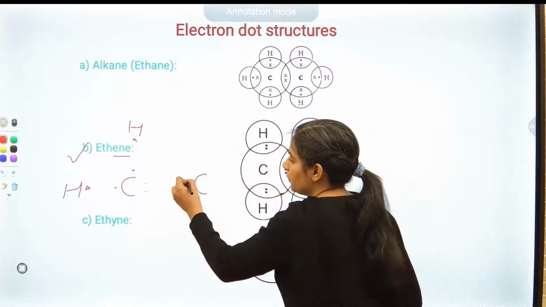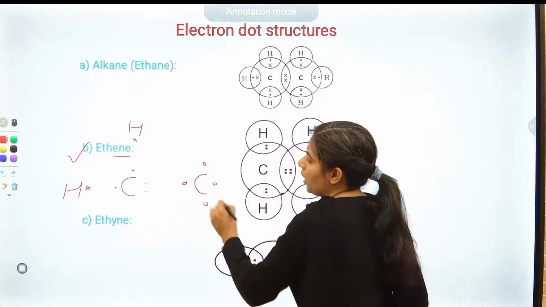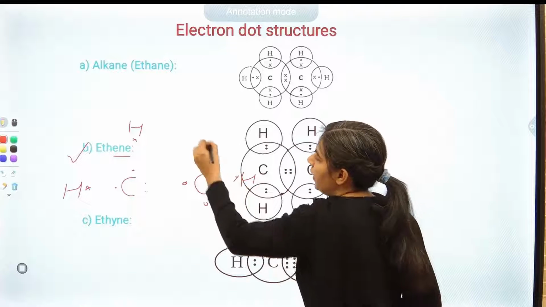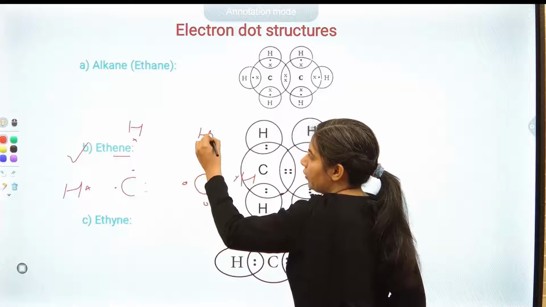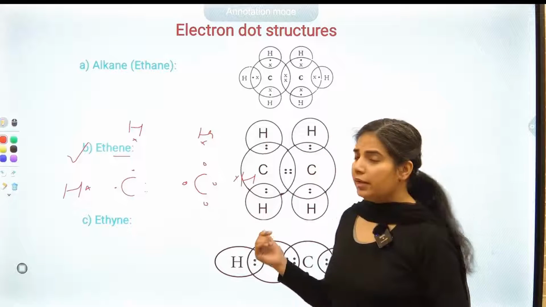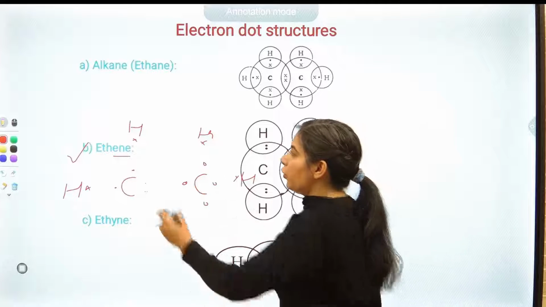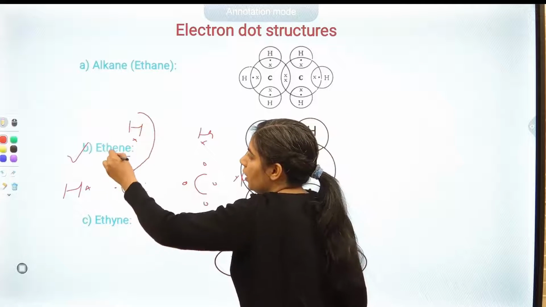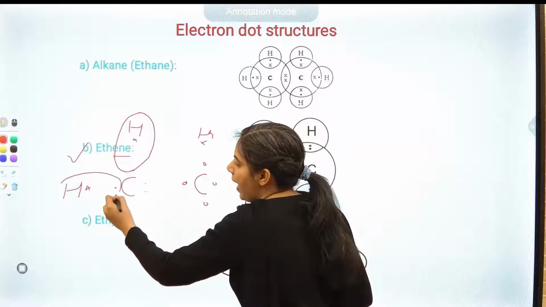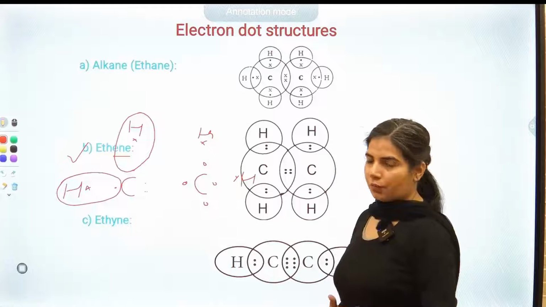Same for that. Carbon is having 4 electrons and hydrogen is having 1 electron. Now we have to complete the valency. Firstly, we are going to complete the valency of hydrogen. In each case, hydrogen is sharing 1 electron from the carbon.